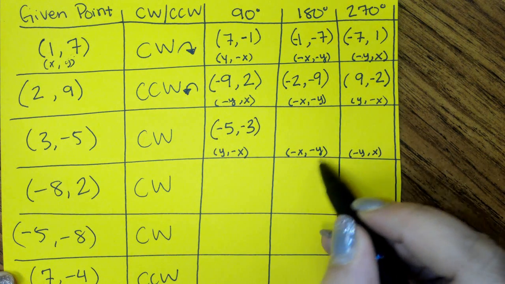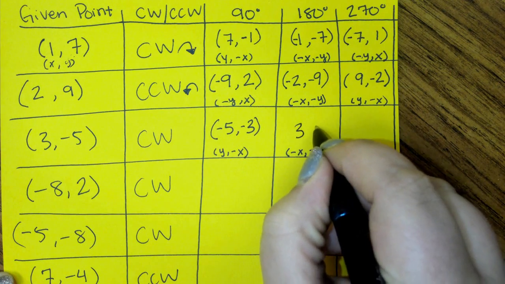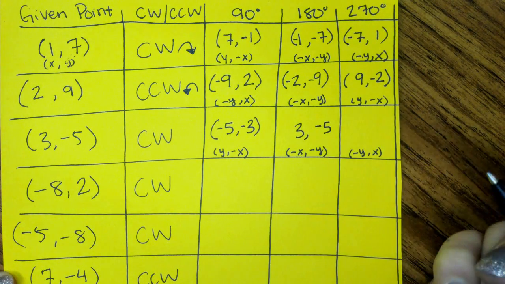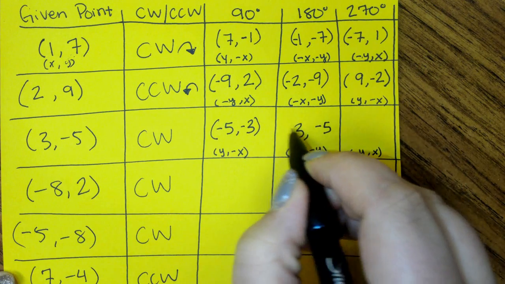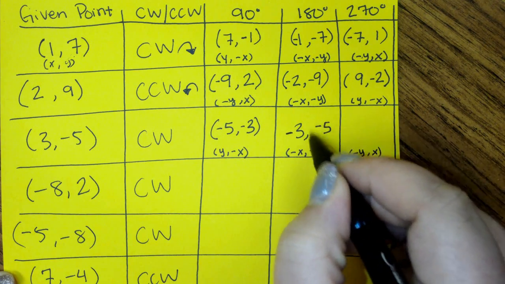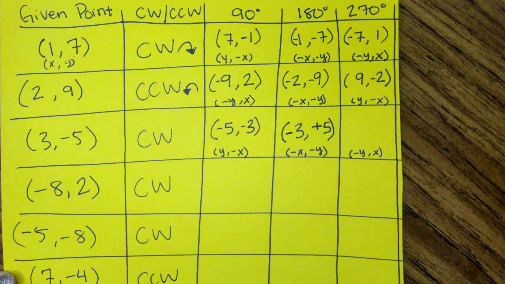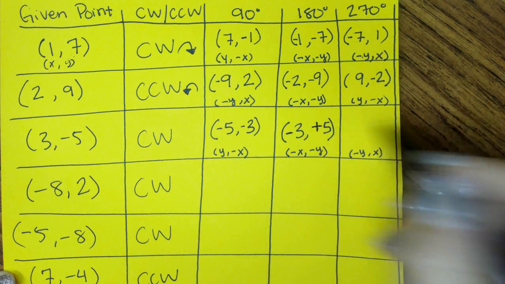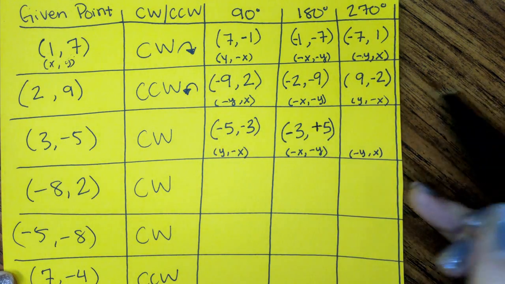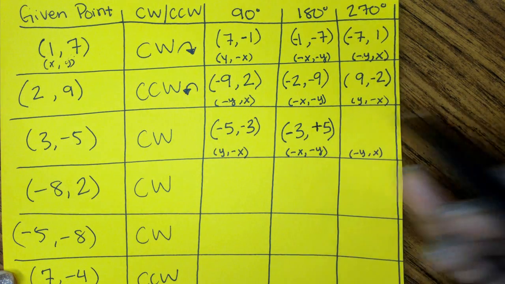Here I've got opposite x, opposite y, so they stay in the same order. I write 3, negative 5, and I change the sign. So instead of positive 3, it is now a negative 3. And instead of negative 5, this is now positive 5. It's not common practice to write the positive symbol in front of a positive number. So you could just, I'm using pen, I cannot erase, you could just erase that negative symbol.